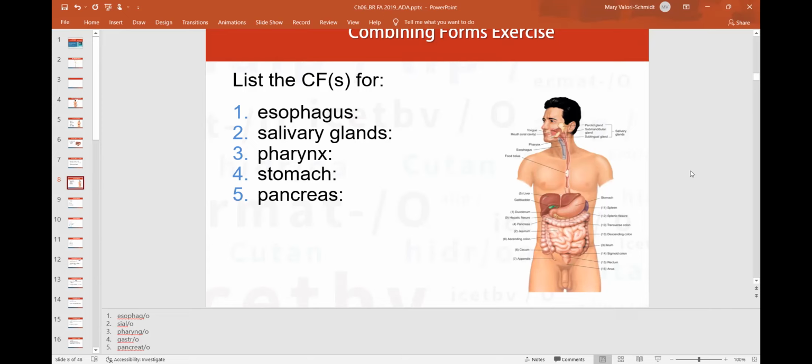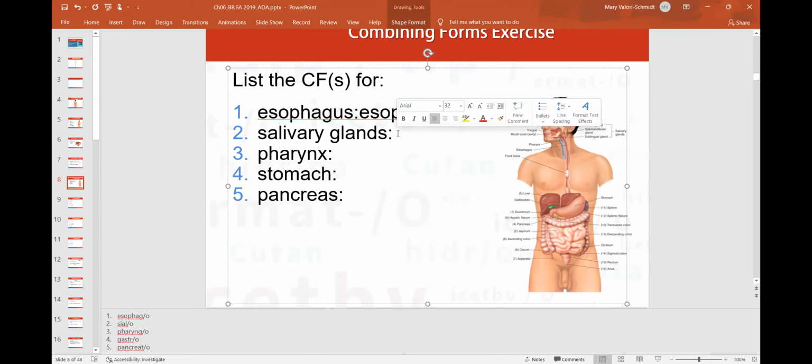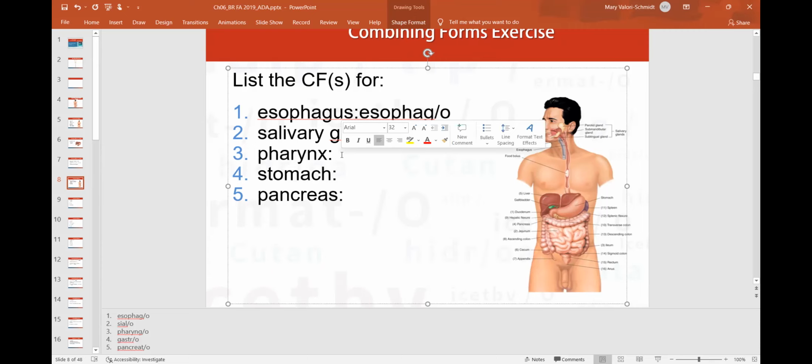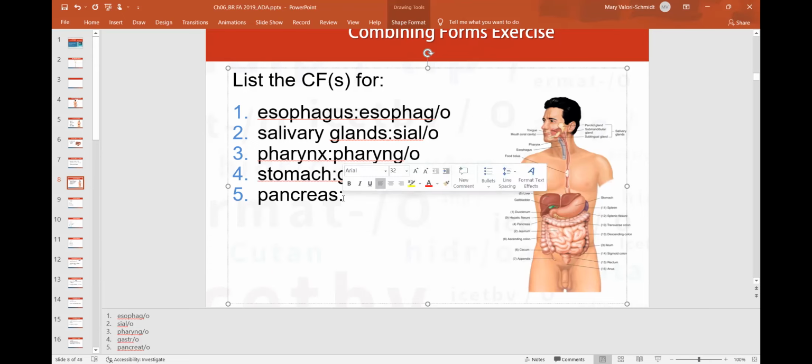The esophagus is esophago, the salivary glands is sialo, pharyngeo for the pharynx, gastro is the stomach, and pancreato is the pancreas. So I will actually put those here. Esophago, salivary glands is sialo. The pharynx is pharyngeo. The stomach is gastro. And the pancreas is pancreato. There you go.